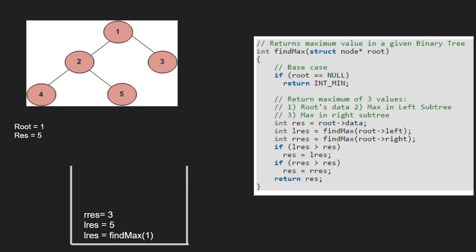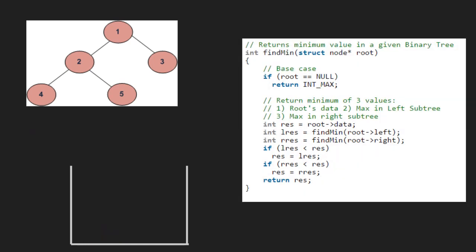For finding the minimum value, we follow the same method but replace the greater than sign with the less than sign. As you can see, this code returns the minimum value in a given binary tree.